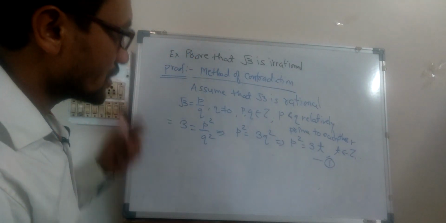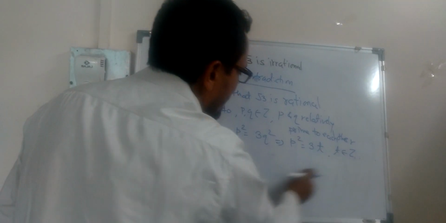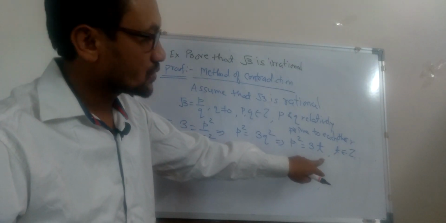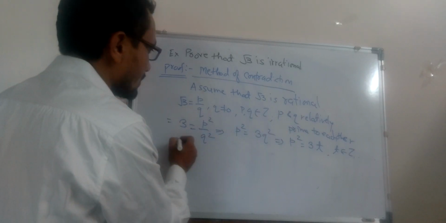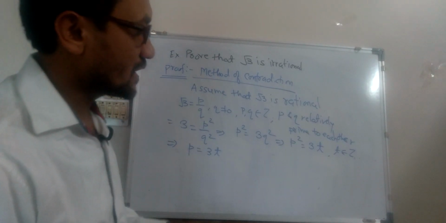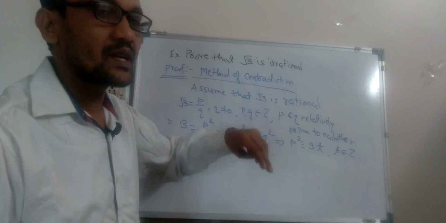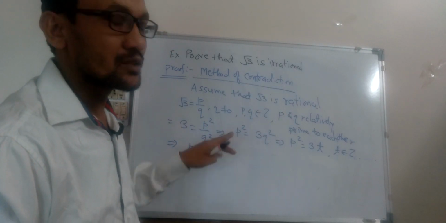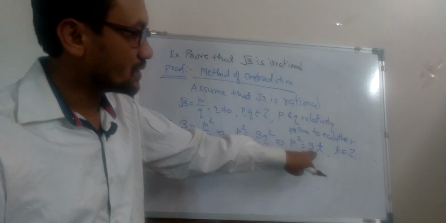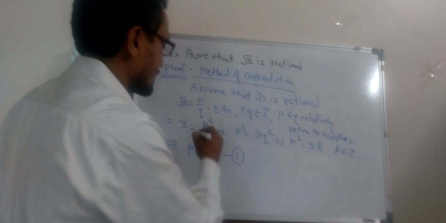Now, p square is 3t. The square of any number which is in the table of 3 has its root also in the table of 3. So this implies p is also a multiple of 3. This is number 3. Take any square which is a multiple of 3, suppose we take 81. The square root of 81 is 9, which is also in the table of 3. So if a square is a multiple of 3, its square root is also a multiple of 3.